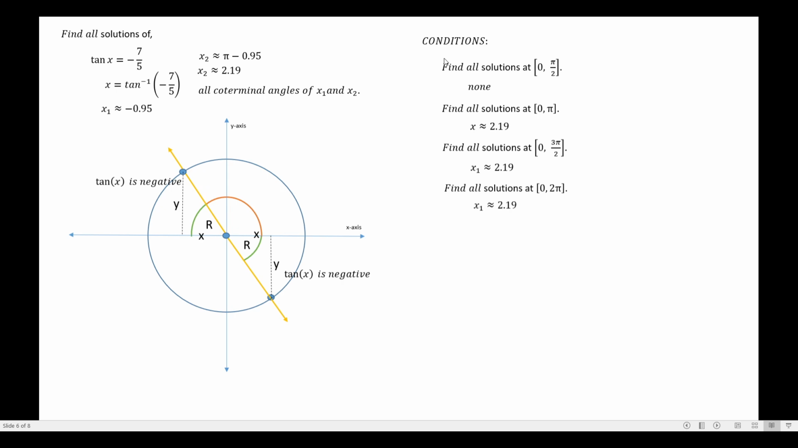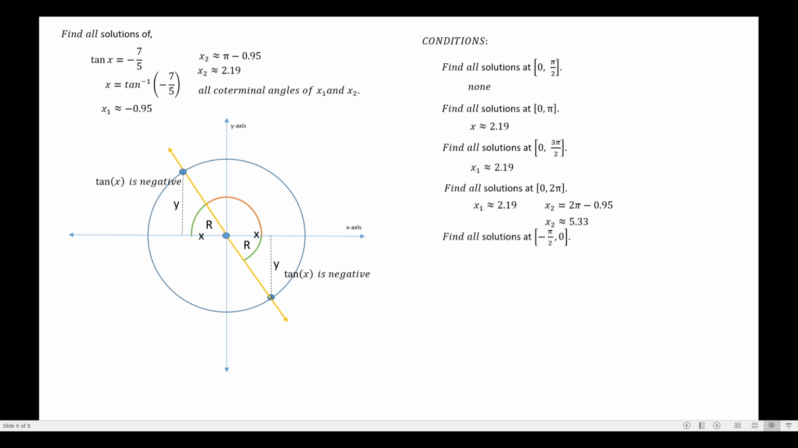That should be x approximately 2.19 as our x sub 1. Our x sub 2 will be 2 pi minus 0.95. Again, do not use the negative 0.95, because that is not part of the interval. So you have to take the full revolution, 2 pi minus 0.95, so you have x sub 2 approximately 5.33. If you want to check, just substitute 5.33 in this function. So you have tangent 5.33. Expect that the value will be approximately negative 7/5. Just make sure that your calculator is set in radian mode.